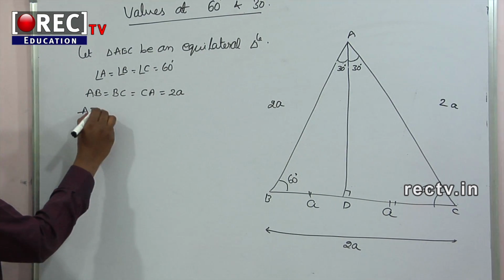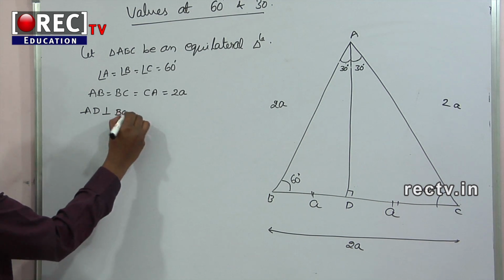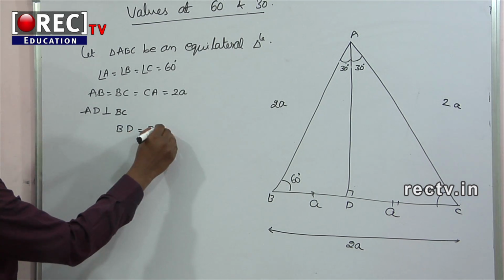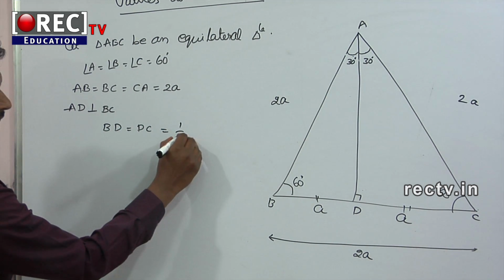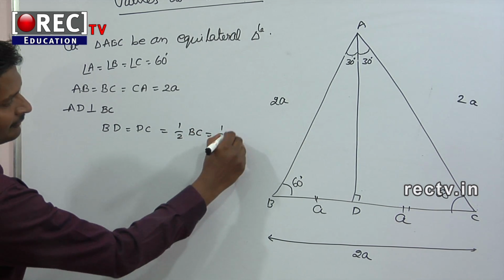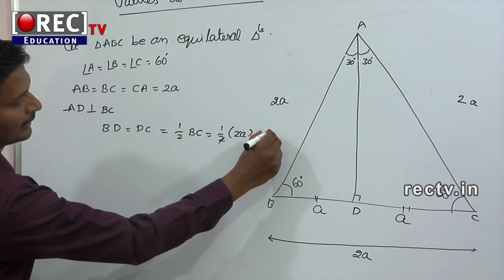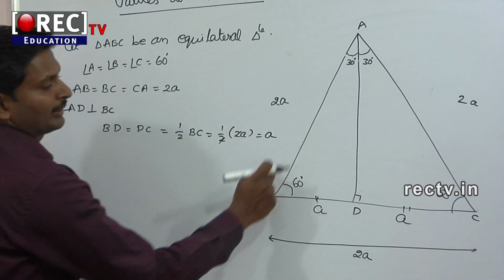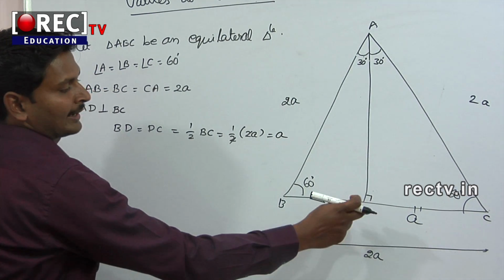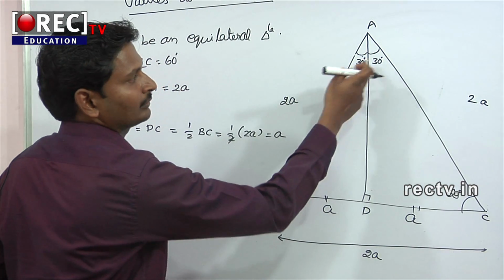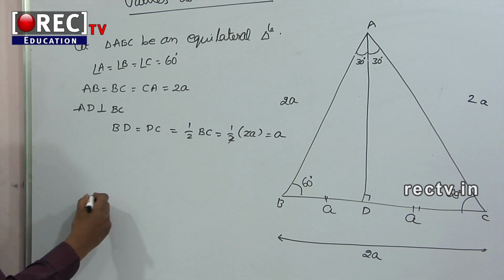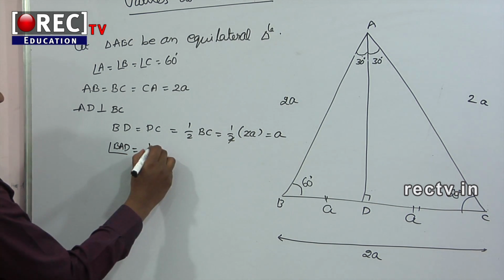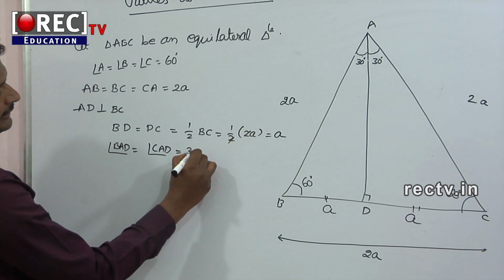Now AD is perpendicular to BC and BD is equal to DC, that is equal to half of BC, that is equal to half of 2a. The 2 will go, this value is equal to a. Now BD is equal to DC, that is equal to a, and angle BAD is equal to angle DAC is equal to 30 degrees.